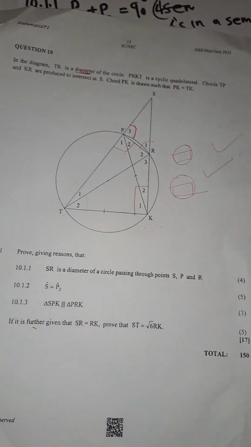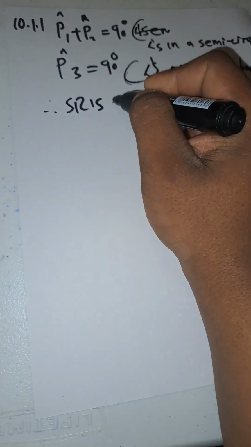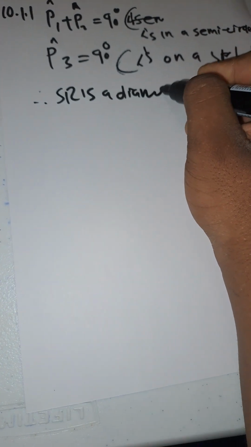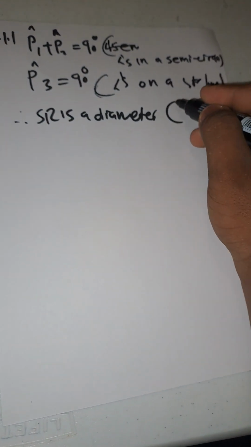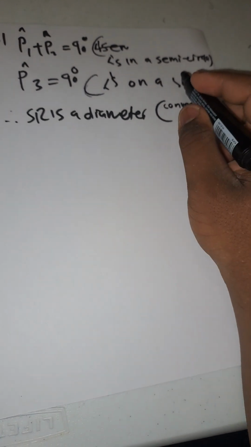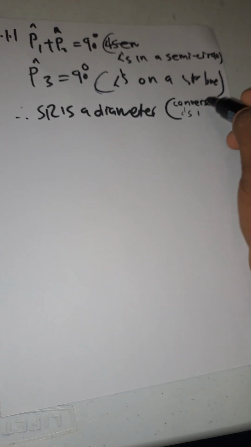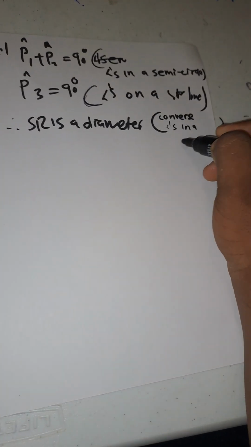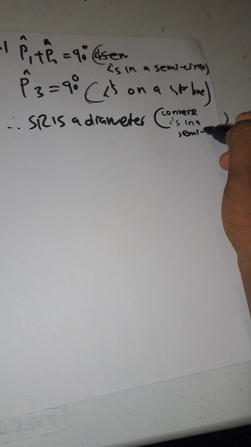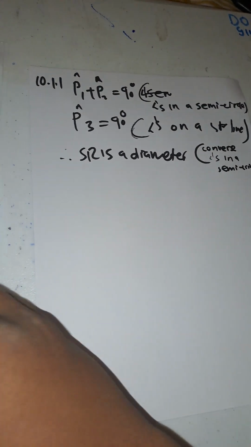Okay, so this one is the what? The diameter. So let me write there: therefore SR is a diameter. What is the reason? You can say converse angles in a semicircle. I showed you the converse and everything in those theorems. Okay, so now let's go to number 2 there.